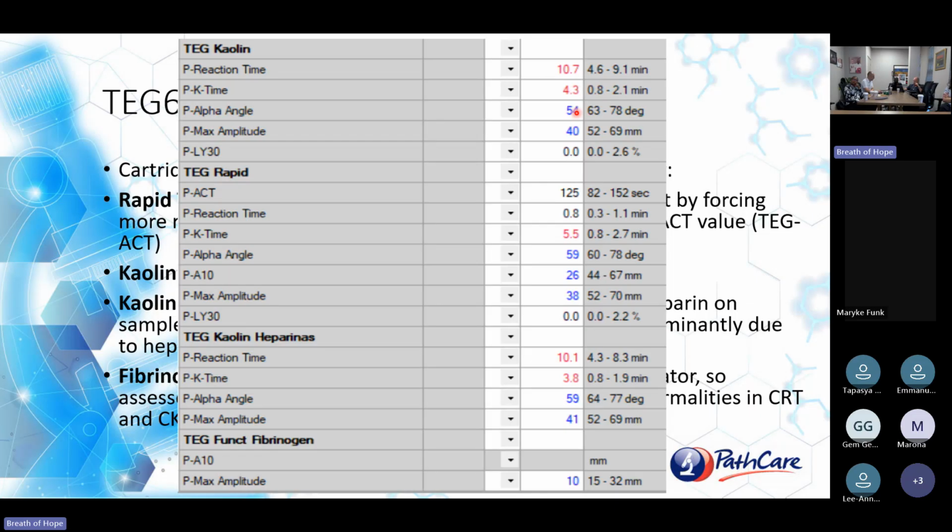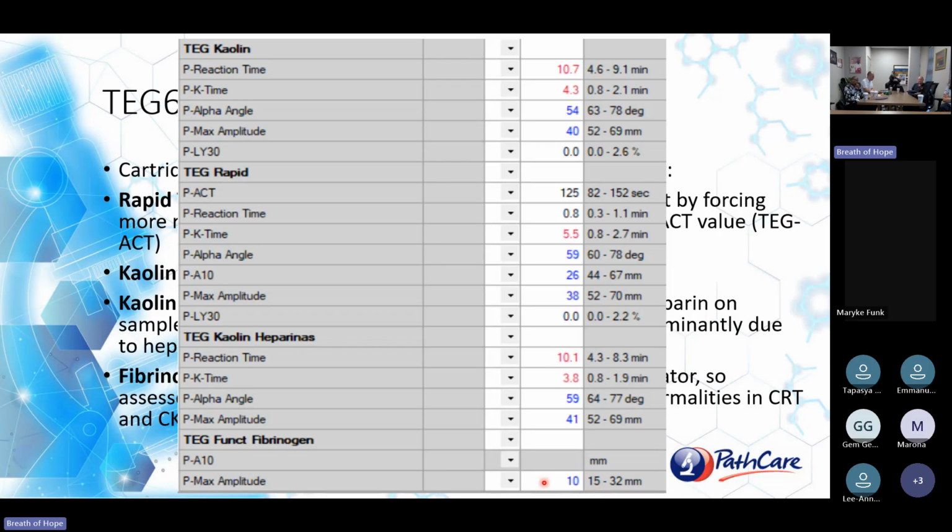K time is prolonged, the alpha angle is poor, and the maximum amplitude is low. Now, low platelets can also sometimes cause abnormalities in K and alpha angles, so I want to confirm in my mind: is this issue due to fibrinogen or due to platelets? I'll go to the fibrinogen TEG, which has a very low amplitude. This is predominantly due to low fibrinogen.